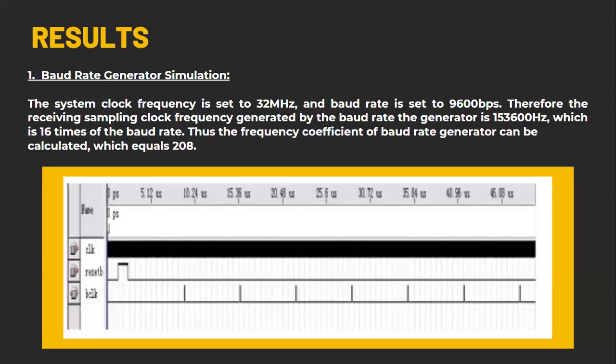Now, we have the results of the paper. Starting with the results, firstly, we should know the simulation software. In this particular paper, we are using a simulation software called Quartus 2. Talking about the baud rate generator simulation. During simulation, the clock frequency is set to 32 megahertz and the baud rate is 9600 bps. bps stands for bits per second. So the receiving sampling clock frequency generated by the baud rate generator is about 153,600 hertz, which is 16 times the baud rate.